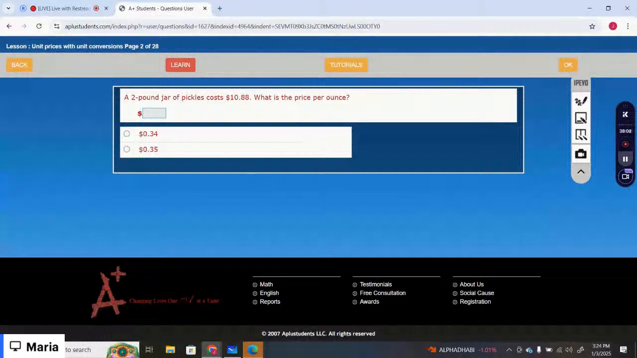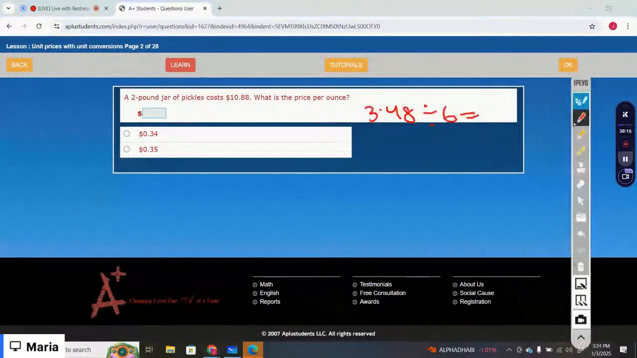Okay, a 2 pound jar of pickle costs $10.88. What is the price per ounce? So 1 pound equal 16 ounces, right? 1 pound equal 16 ounces. So 2 pounds equal 2 times 16, that is 32. So you need to calculate the price per ounce.